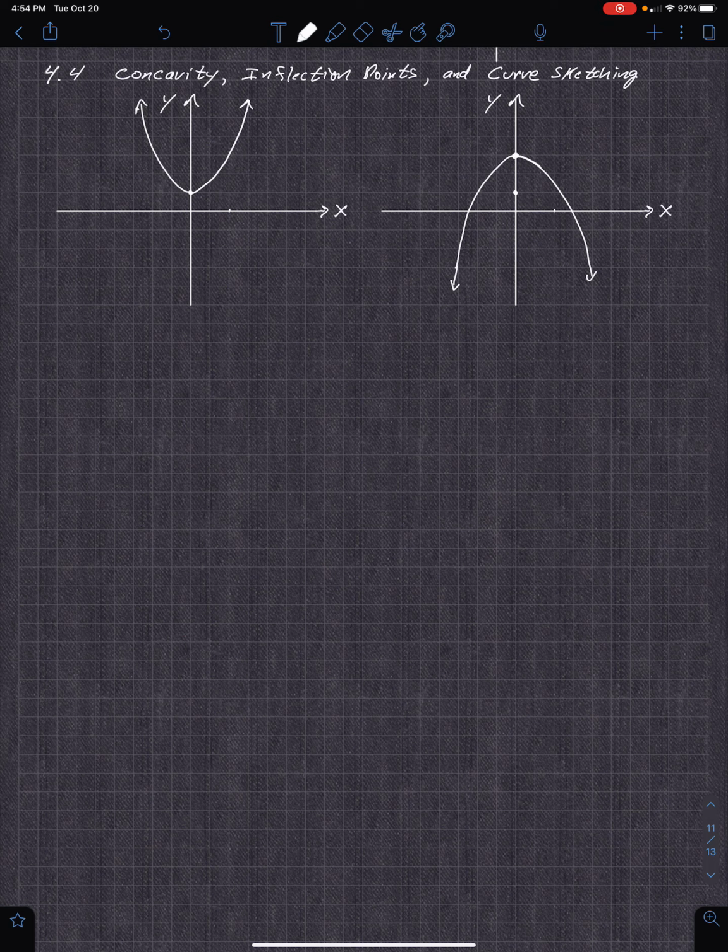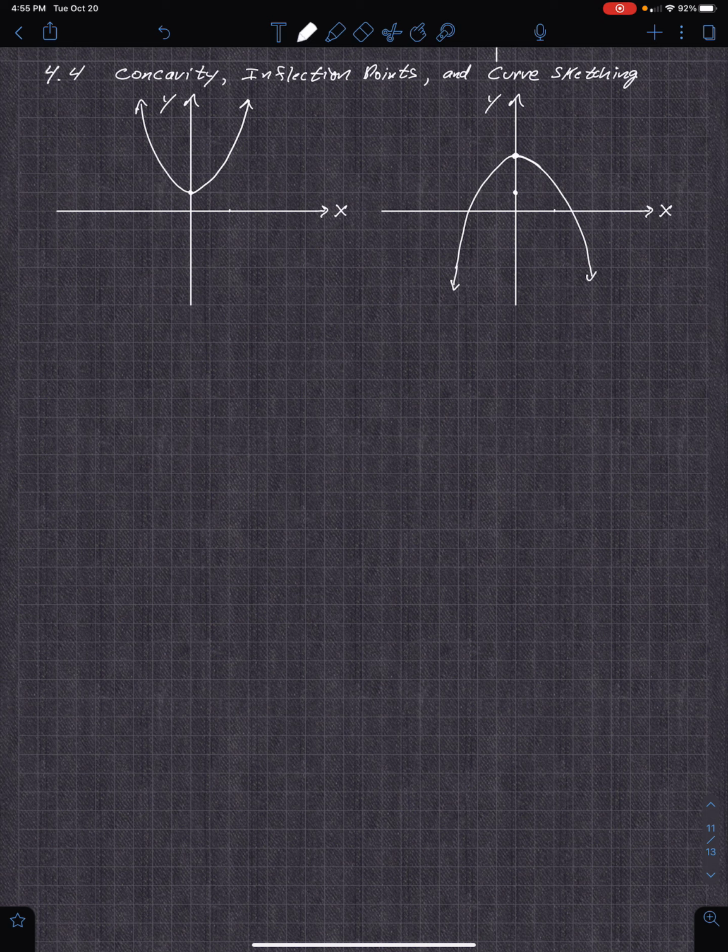In 4.4, we're going to look at something called concavity, inflection points, and then just general more on curve sketching. So let's draw on these two different pictures, your coordinate axis, and then basically a curve that opens like this. And it could be a parabola, it doesn't really have to be anything specific. And then a curve that opens down like that.